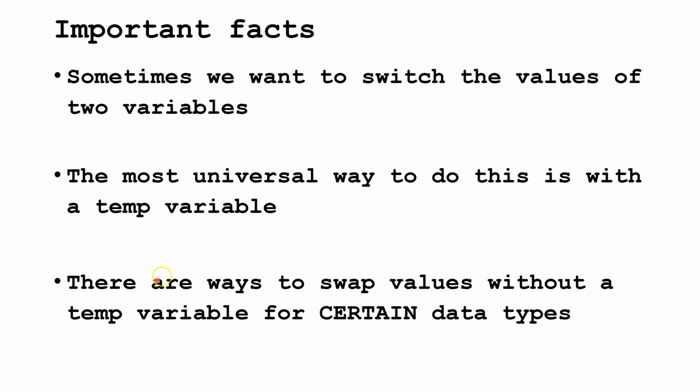We're going to learn about how to swap the values of two variables. Sometimes we want to switch the values of two variables. The most universal way to do this is with a temp variable. There are other ways to swap values without temp variables, but they only work with certain data types. We won't cover those today.